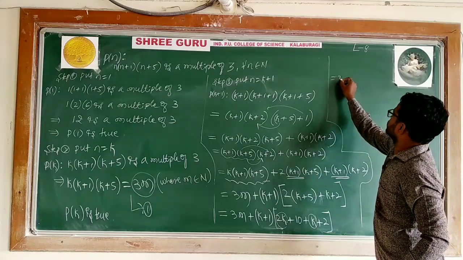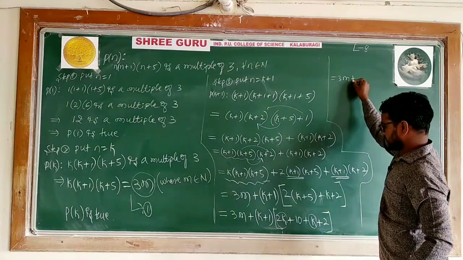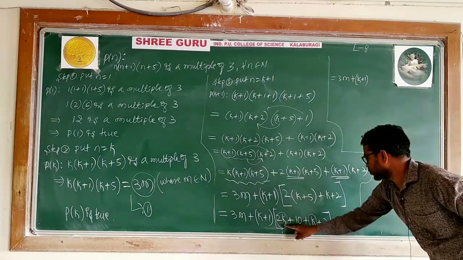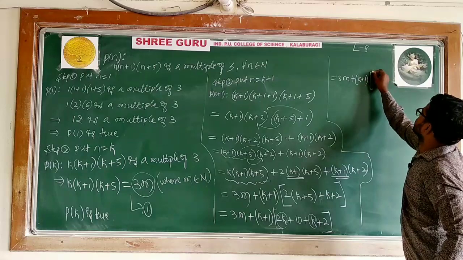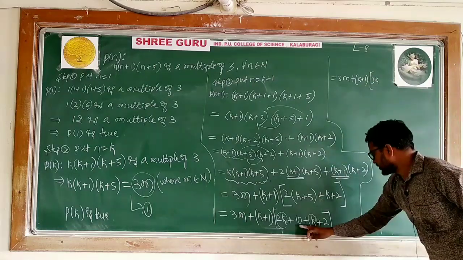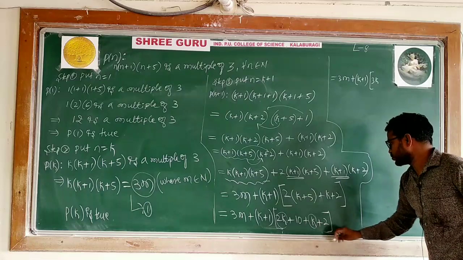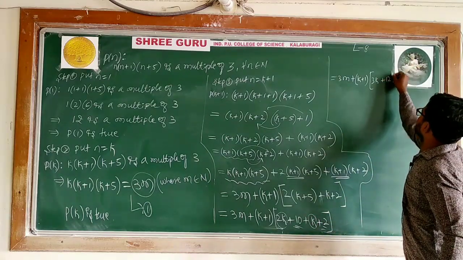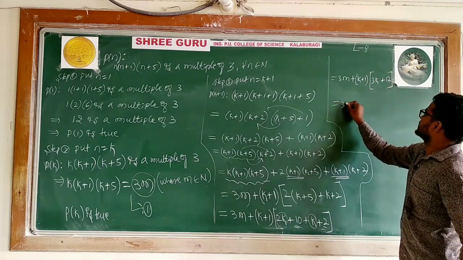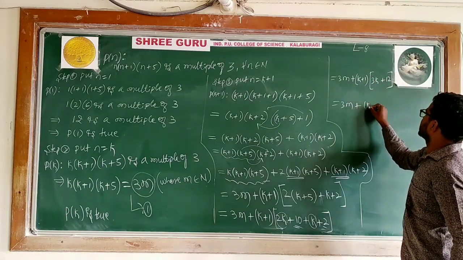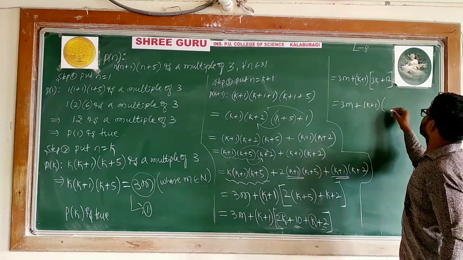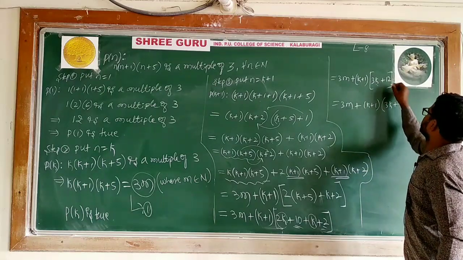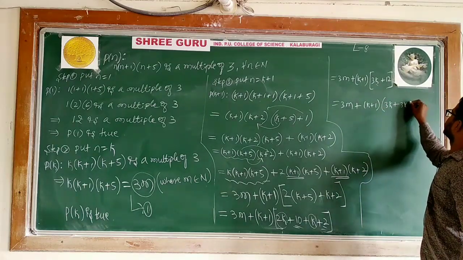This one, 3m plus k plus 1. In the bracket, see, what is 2k plus k? 3k. 10 plus 2 is 12. What do we see? 3m plus k plus 1 into 3k plus 12. Can I say 3 can be written as 3 into k, and 12 can be written as 3 into 4.